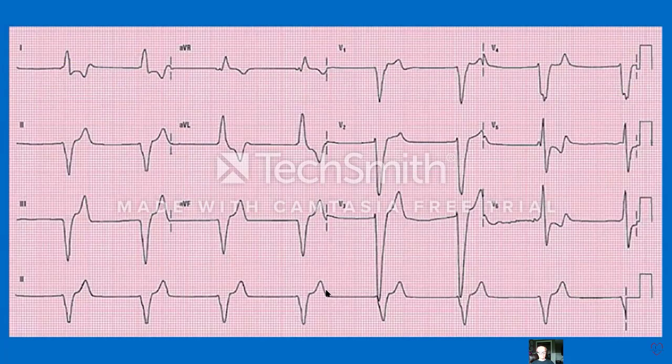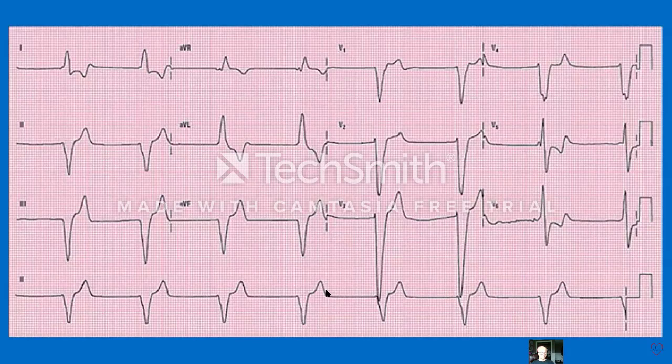Let's try some practice now. We will start with this EKG. Pause the video and take a few minutes to examine it. Focus on the QRS complexes, specifically the QRS duration, or the width of it, and some of the causes that we just discussed. Restart the video when you're ready and we'll go over it together.